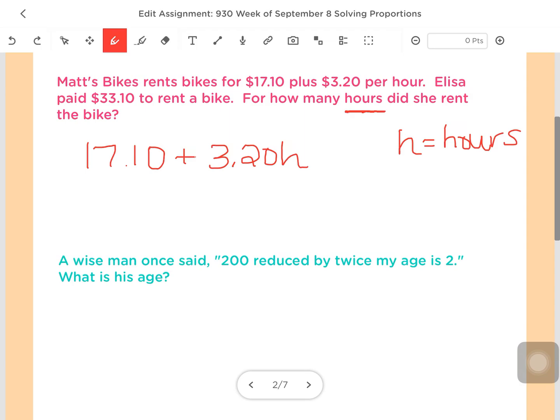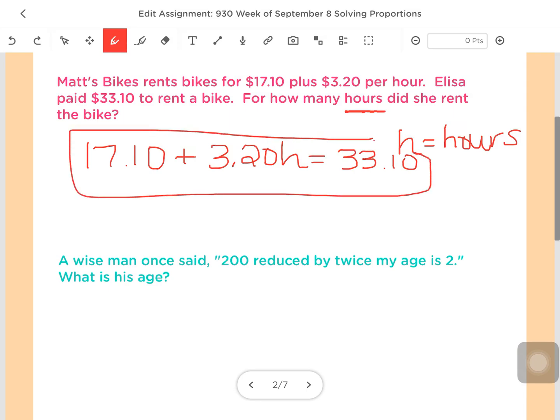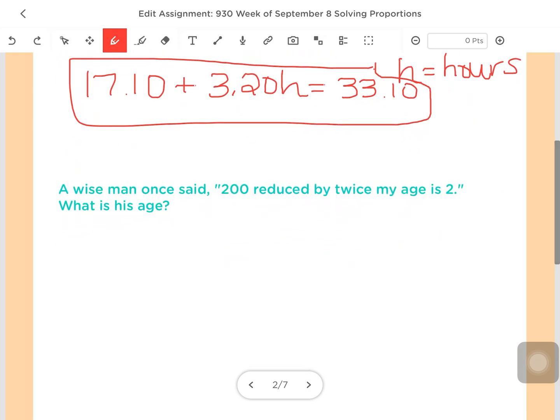Alyssa ended up spending $33.10. That was her total. So we want to discover how many hours she rented the bike for. So this would be our equation right here. If we needed to, we would go ahead and solve that. We don't need to at this time, but you would isolate your variable to try to figure out what the number of hours is.